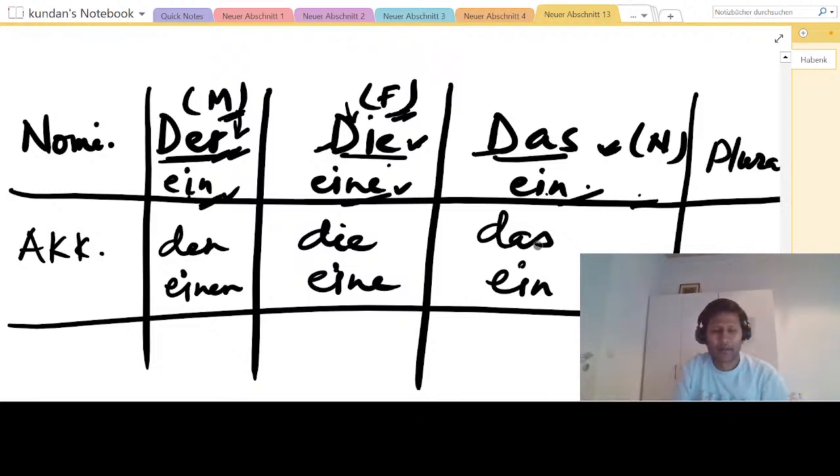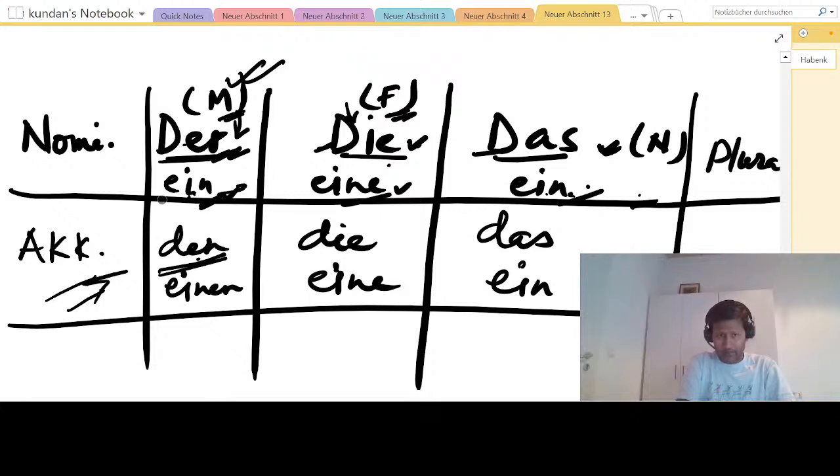Okay, see what is changing? Only the article for masculine. Only that is changing. Nothing else is changing in accusative. When we have an accusative object, we will see the example, so don't panic, just see the change here. Only in nominative everything is der, die, das, ein, eine, ein. So in accusative you see the change happening only in the masculine part, the remaining is the same.